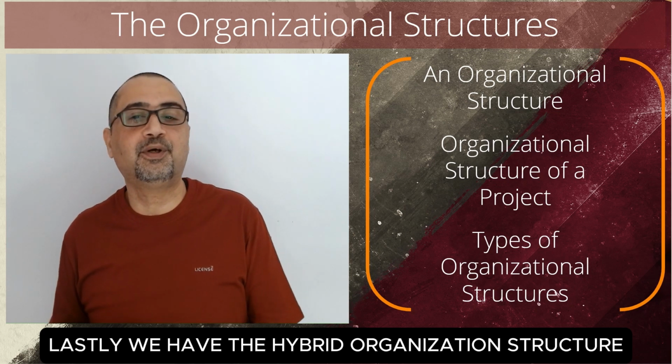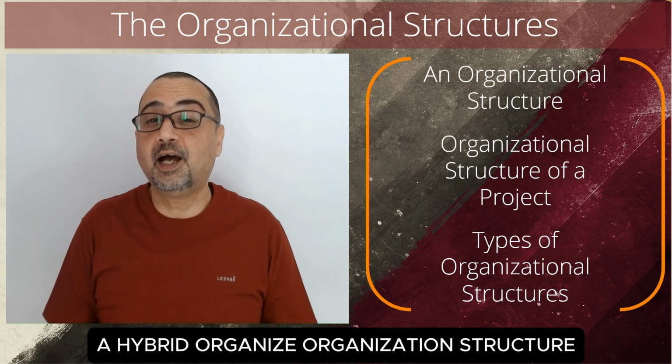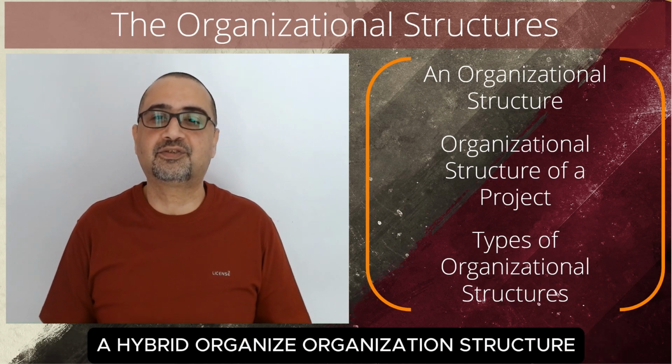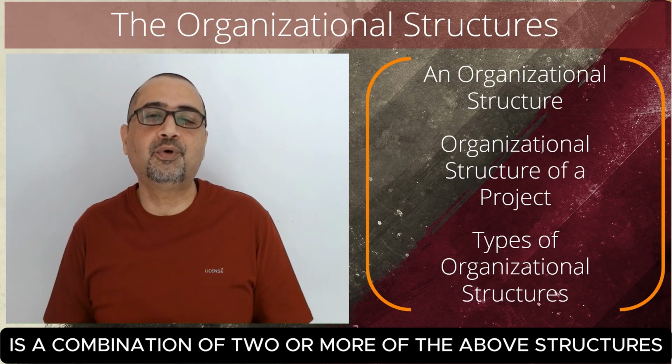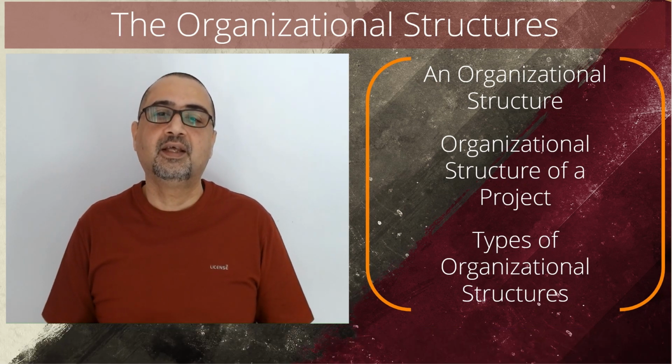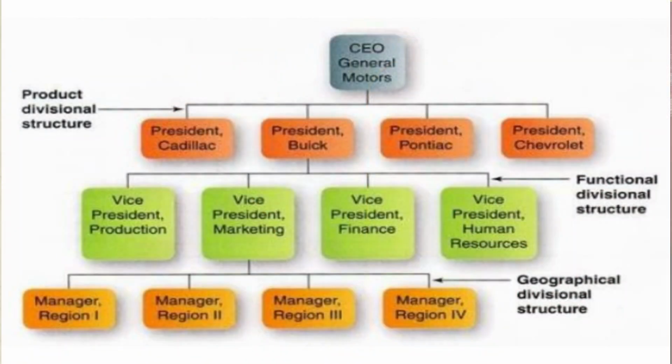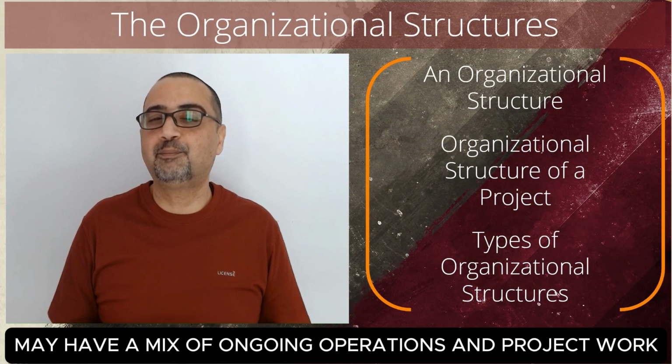Lastly, we have the hybrid organization structure. A hybrid organization structure is a combination of two or more of the above structures. This type of structure is often used in organizations that may have a mix of ongoing operations and project work.